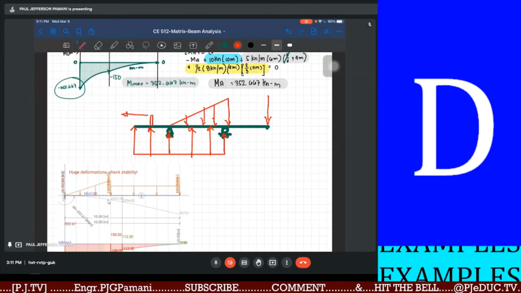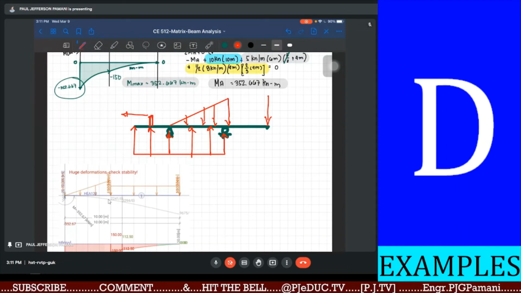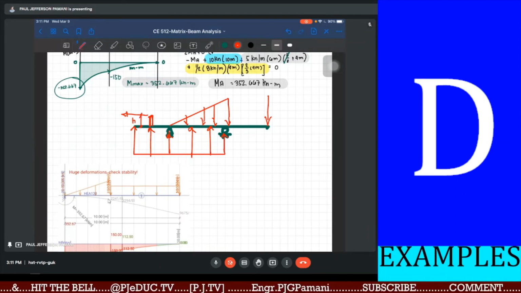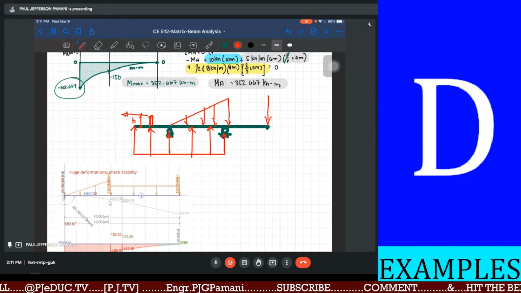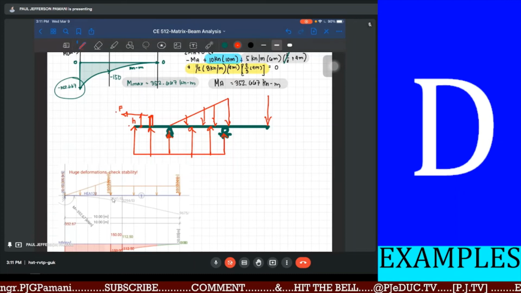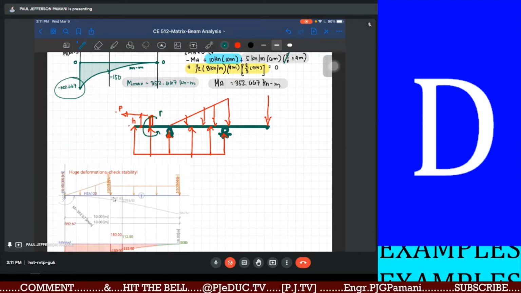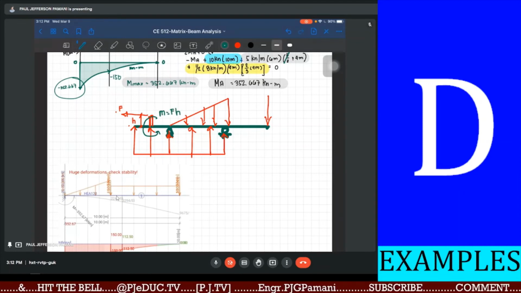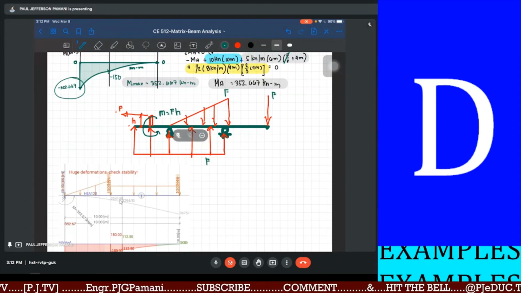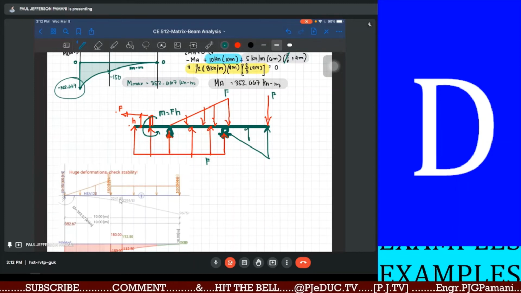Kung merong axial force sa member na yan, anong gagawin? We need to convert that into a moment. So, how are we going to convert that into a moment? That is your force times height. So, F times H, gagawin natin siyang moment, which is M equal to FH. Then, ito yung force, another force, and another force. Then, lagyan pa natin ng konting varying dyan para mas masaya.